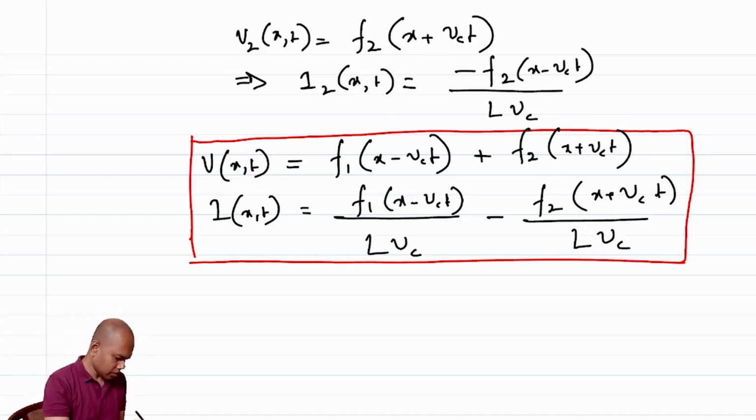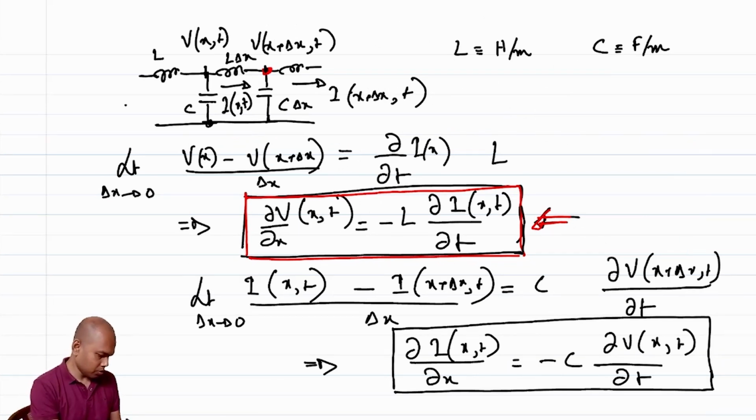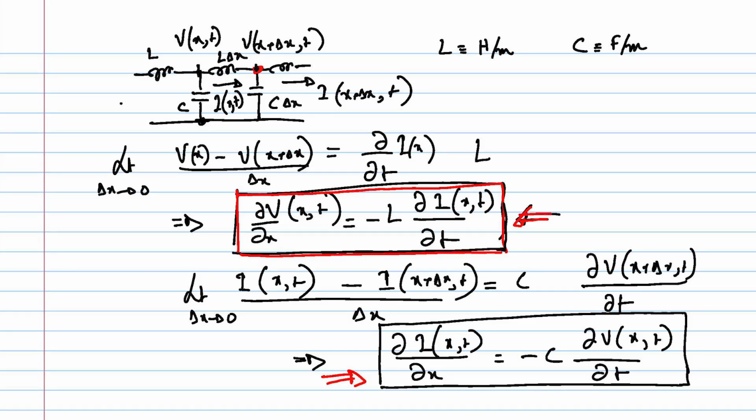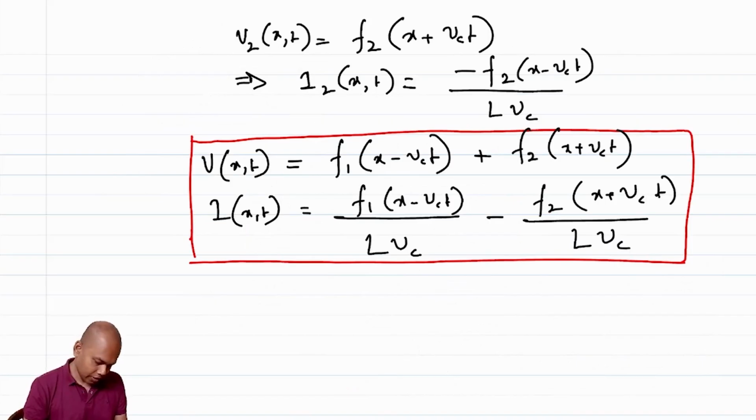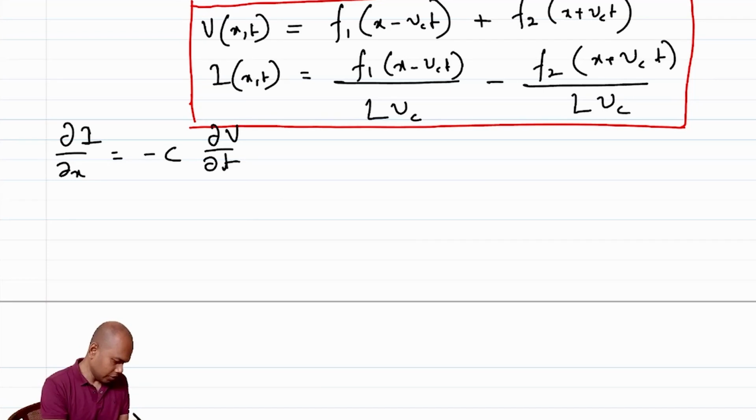So the next thing to understand is what is VC. To do that, we will use the other equation which we haven't used till now. That is, we are going to use this equation, right? So that is dou I dou x equal to negative c dou v dou t. So let me also write it down. Dou I dou x is equal to negative c dou v dou t. So essentially using this equation.